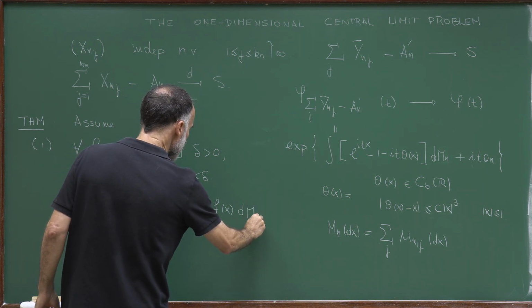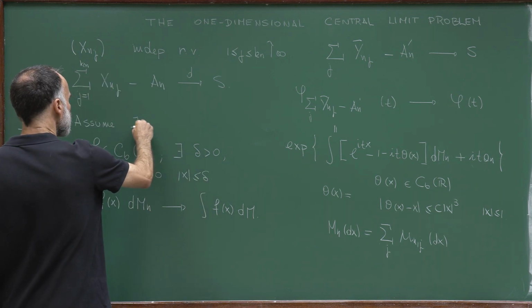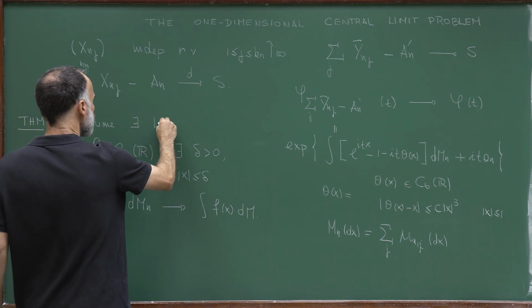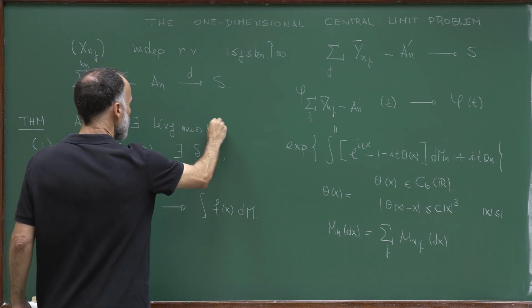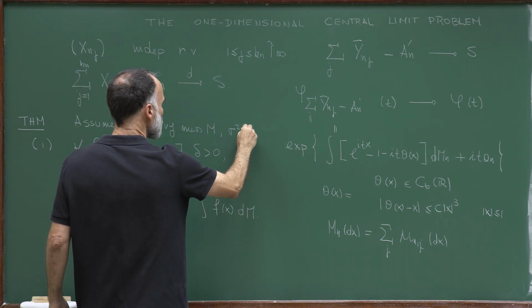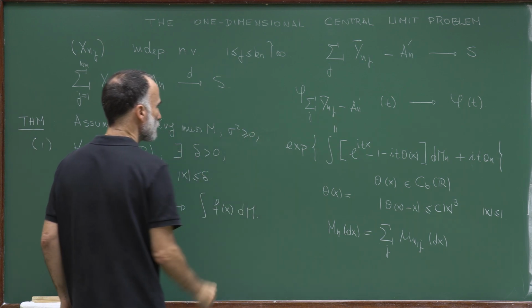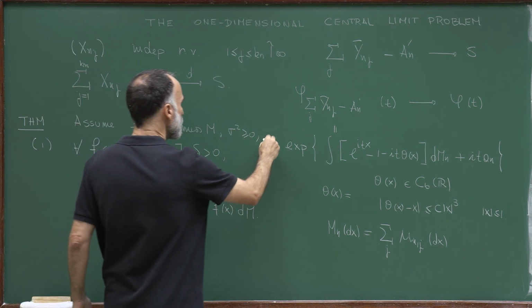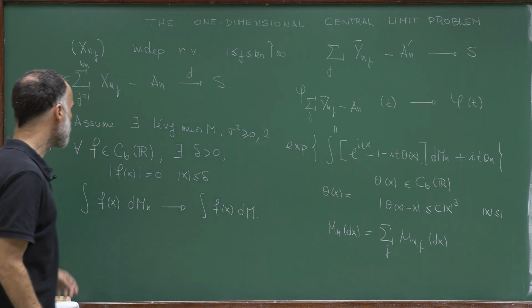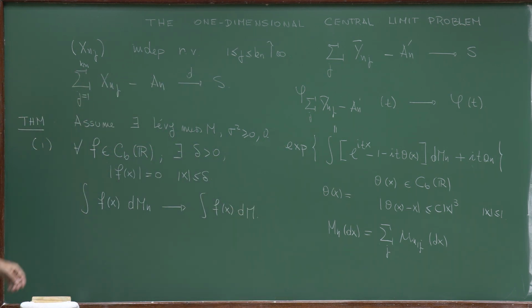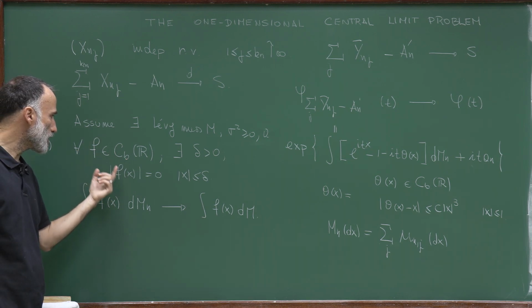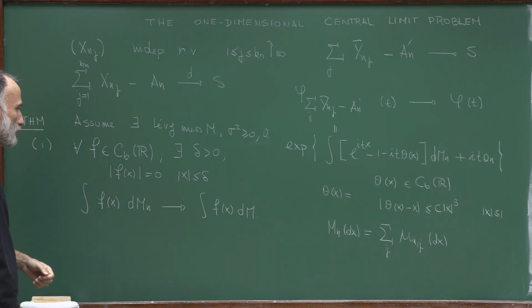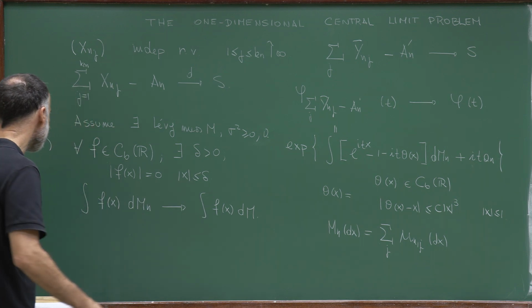So I'm assuming that there exists a Levy measure M, a non-negative constant sigma squared, and a constant A, such that the following three conditions hold. The first one is that for all f which is continuous and bounded and vanishes in the neighborhood of the origin, we have this convergence.